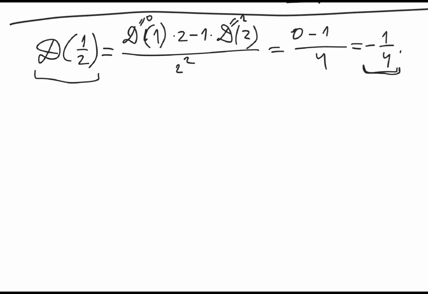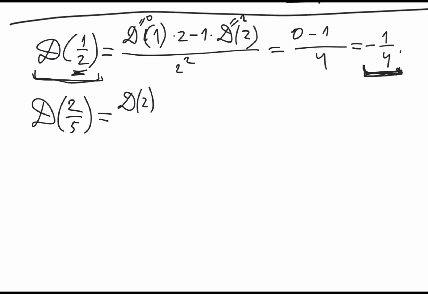Notice that it is not an integer, which is natural, but in this particular case it's also a negative number, despite the fact that the argument is positive. So then let's calculate d of 2/5. So this would be d of 2 multiplied by 5 minus 2 multiplied by d of 5 over 5 squared.